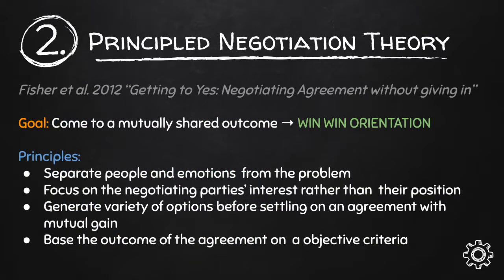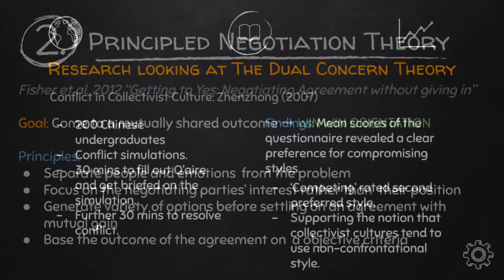Principled negotiation theory is based on the book Getting to Yes by Roger Fisher and Bill Ury. This theory or approach sees negotiation as a key aspect of conflict resolution and the importance of effective communication when resolving conflict. The main goal of this approach is for parties to come to a mutually shared outcome, giving a win-win orientation. The four central guidelines to this approach are separating people from the problem so that negotiation is free from the influence of emotions and individuals involved, focusing on the negotiating parties' interests, not their positions, generating different options that propose mutual gain before settling on an agreement, and basing the outcome from the negotiation on objective criteria.